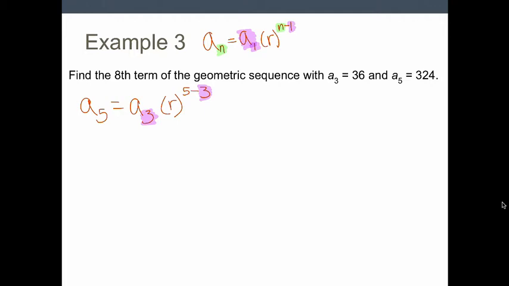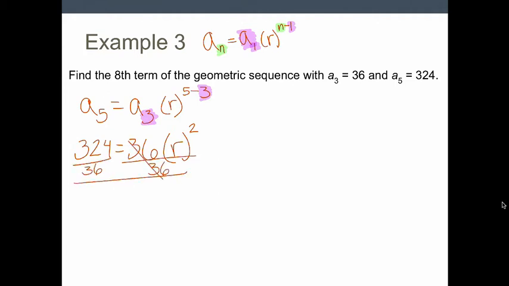Now I'm going to plug in the value. The value of the fifth term in this sequence is 324. The value of the third term is 36. Doing a little bit of simplifying, 5 minus 3 is 2. Solving for r, I'm going to divide by 36. That's going to give me 9 is equal to r squared. Then I'm going to square root both sides. Remember, I'm solving for a variable. So when you're solving for a variable and you square root it, that's going to leave me with a plus or minus 3.